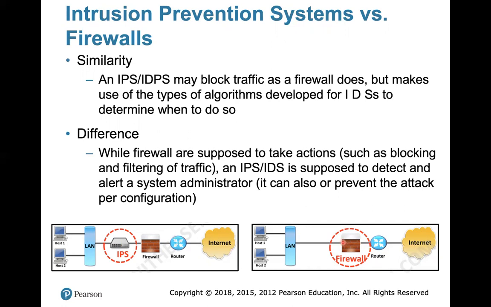That's why we also said that firewall is the first line of protection. But if you have IPS, you put the IPS like this. You place it between your LAN and the firewall. With this first illustration, let's talk about the similarities. A similarity we see between IPS and firewalls is that they both may block traffic.